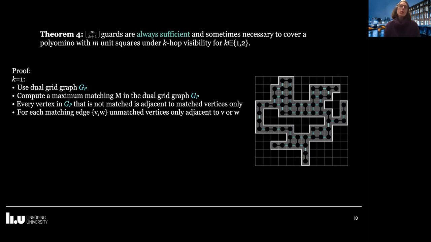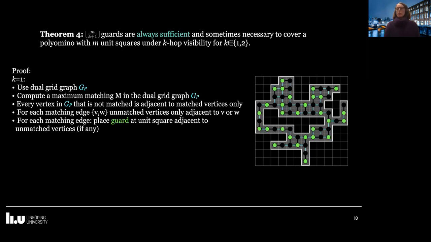And if we have a matching edge, then all unmatched vertices are adjacent, all of them either to B or all of them to W, so not to both of them. So what will we do for each matching edge? We place a guard at the unit square that is adjacent to unmatched vertices, if it exists, and otherwise just on one of the two. And with that, we get our m/2 bound.